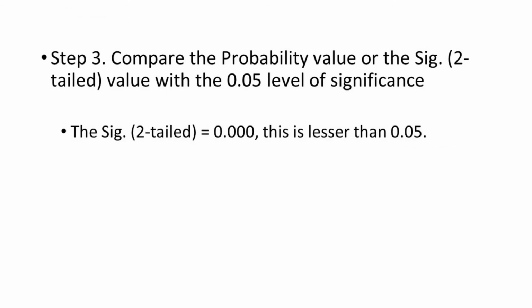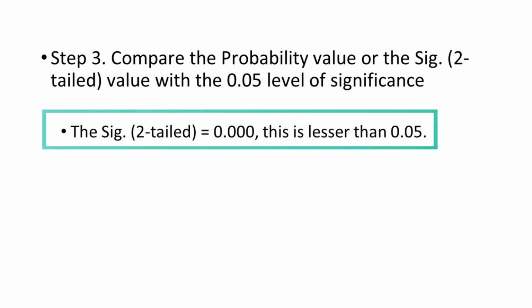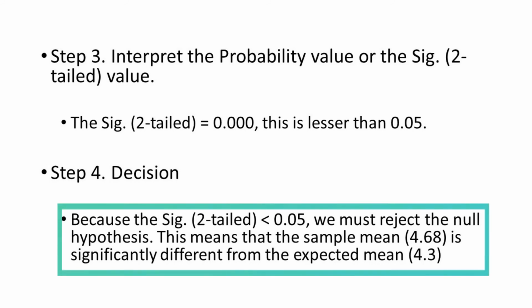The third step is to compare the probability value with the 5% level of significance. In this case, the probability value, which is 0.000, is lesser than 0.05. This would lead us to come up with a decision. Because the probability value is lesser than 0.05, we must reject the null hypothesis. This means that the sample mean, which is 4.68 centimeters, is significantly different from the expected mean, which is 4.3 centimeters.